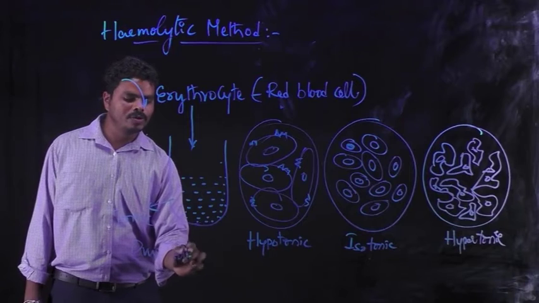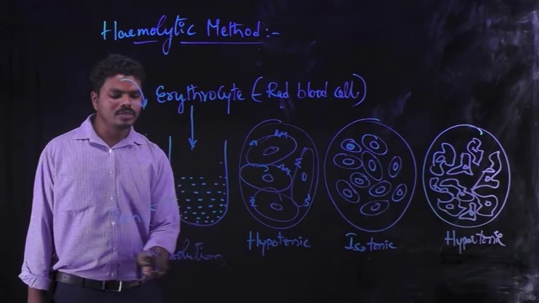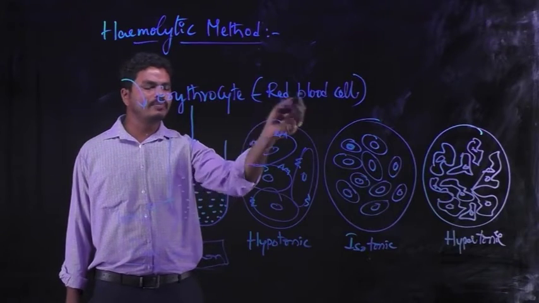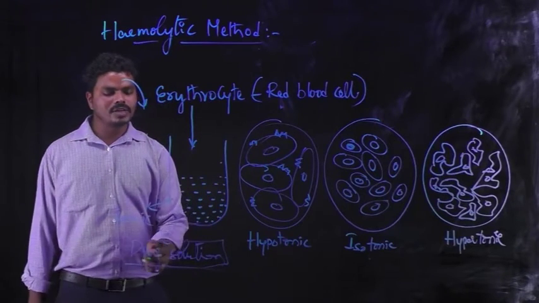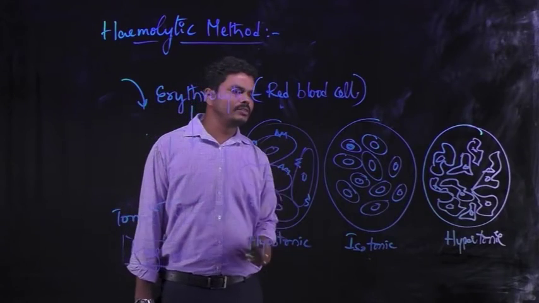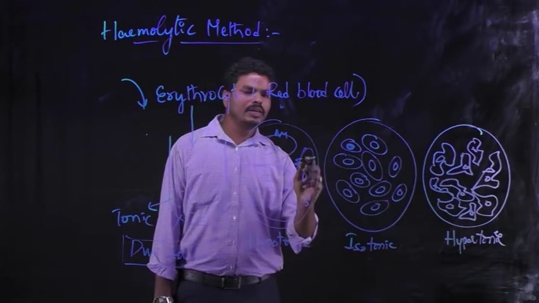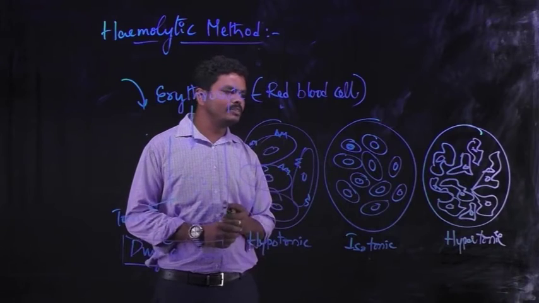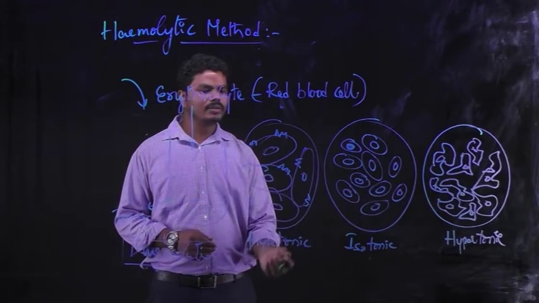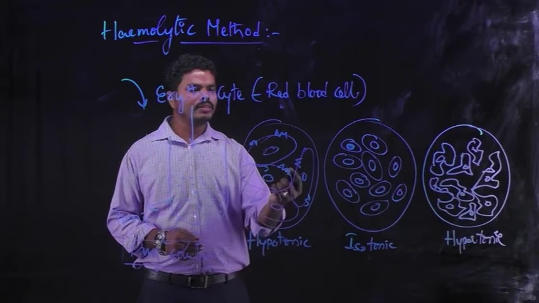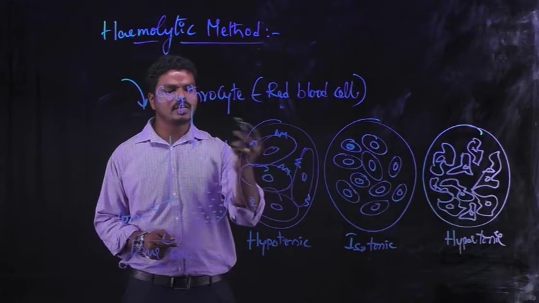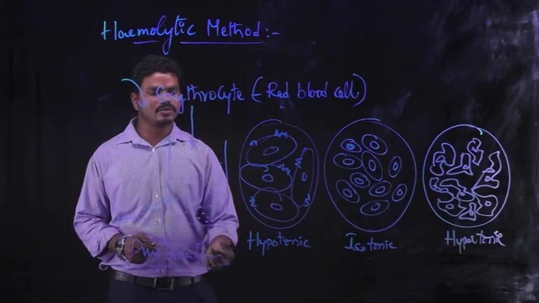So if I am going to determine the tonicity of a particular drug solution, then we are going to suspend the red blood cells in different concentrations of drug solution. And then we observe the appearance of red blood cells. When there is a change in the appearance of the red blood cells, then we can classify the tonicity of that particular solution based on the appearance of red blood cells when they are suspended in a particular drug solution.